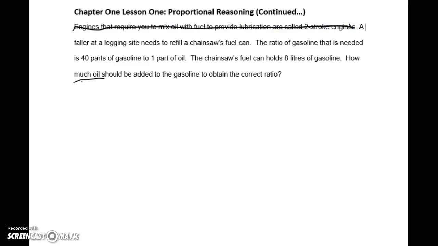And so let's move on to our next sentence. A faller at a logging site needs to refill a chainsaw's fuel can. That one there still doesn't tell us about how much oil we need. So once again, we can cross that off.